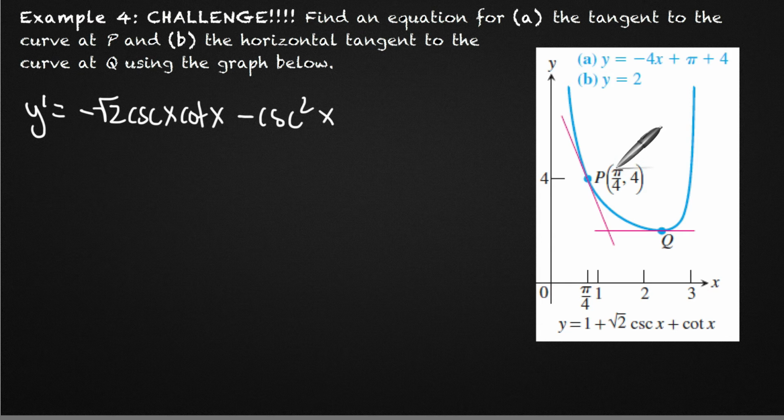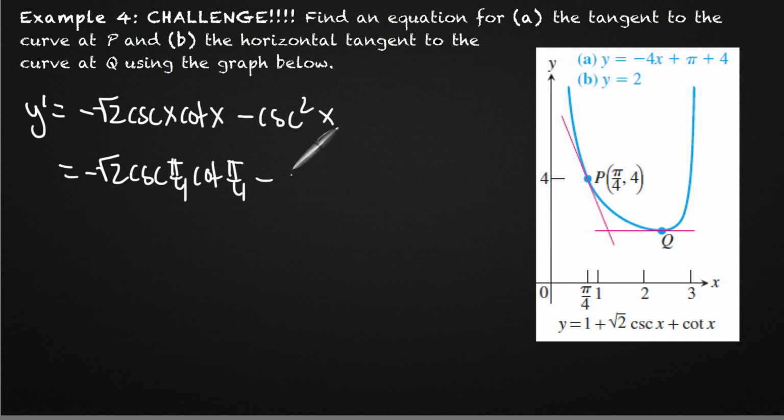Now we need to take pi over 4, the x coordinate of this point, and plug it in. So we're going to write negative root 2 cosecant of pi over 4, which is 45 degrees, cotangent of pi over 4, minus cosecant of pi over 4 squared. All right, so let's go ahead and see if we can figure out what all of these things are.